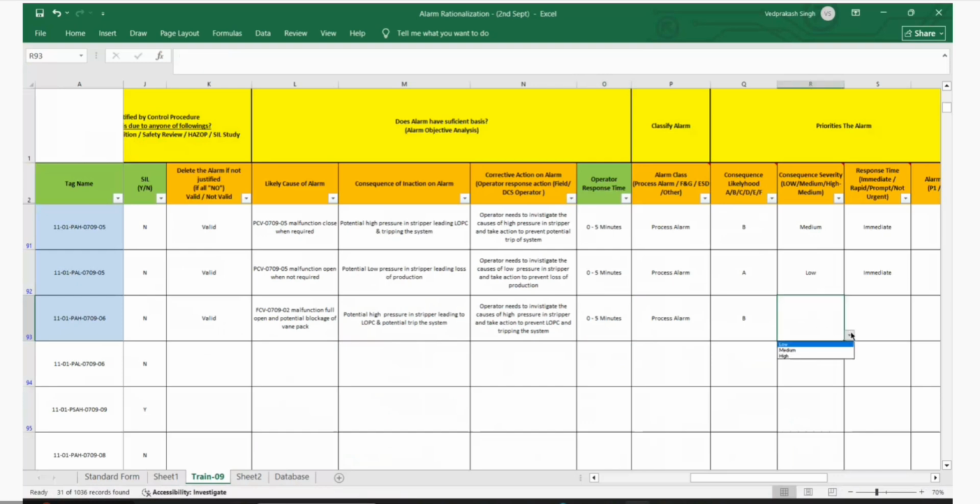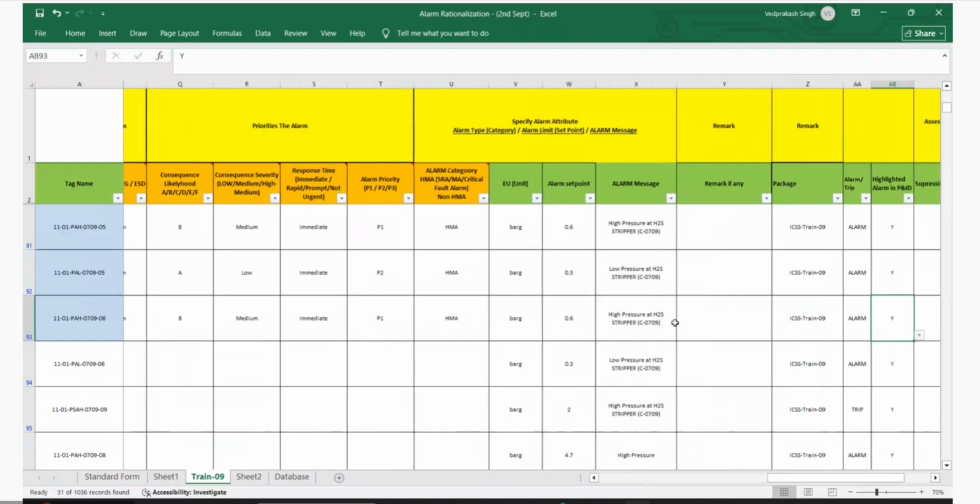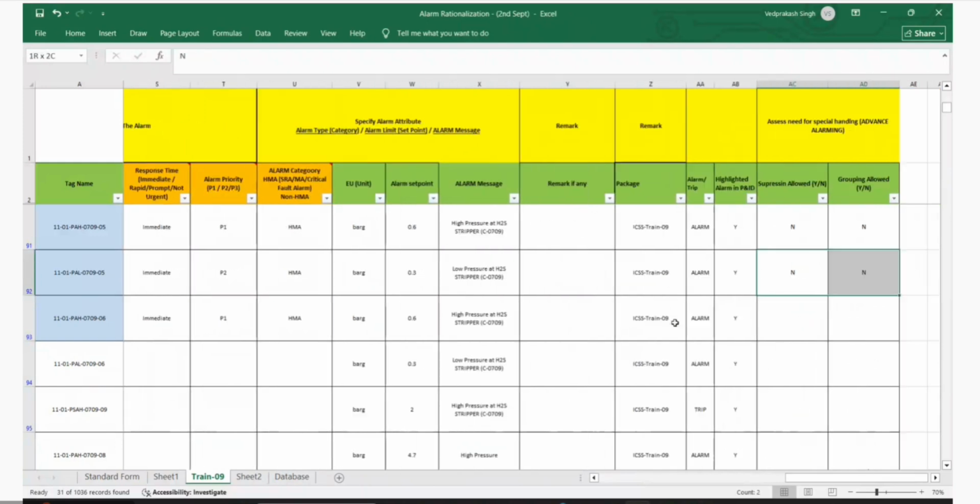We are the ones to do the calculation for this. Here I'm putting medium because of LOPC and injury, I'm putting immediate. And I will put P1. It's P1. I think it's okay, and other than this, others are not going to be P1.